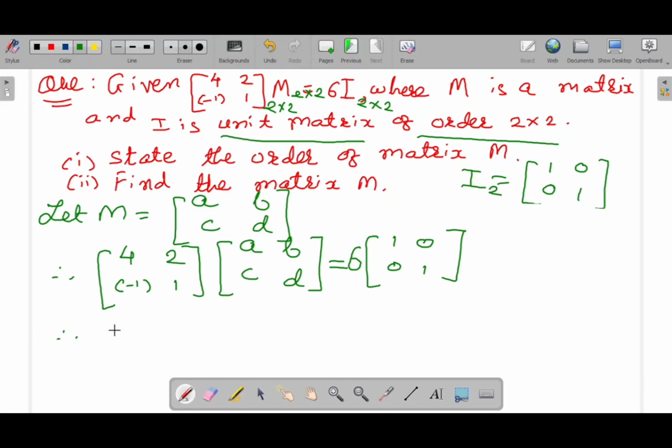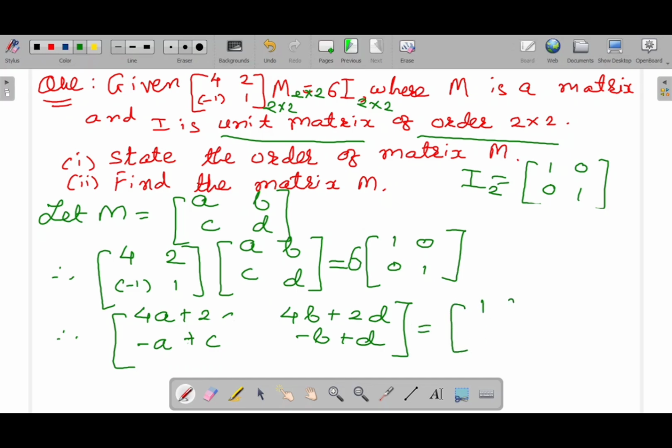Now here you can see we will get 4 equations. How? You already know the matrix multiplication. 4a plus 2c. Here we will get 4b plus 2d. Similarly, minus a plus d, you can also write d minus a, that's okay. And minus b plus d. Okay, here c will come, plus c. And here minus b plus d is equal to 1001.